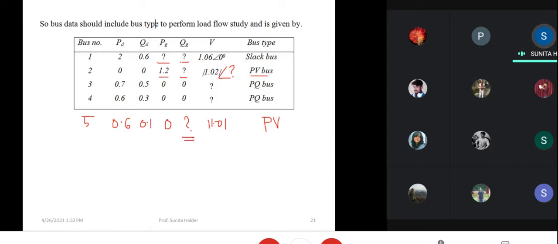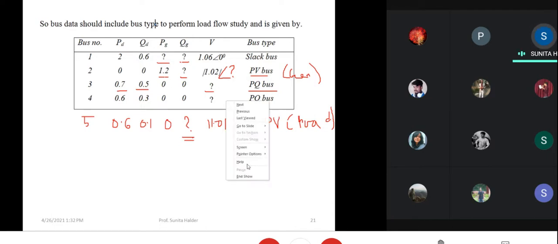Then we have to calculate QG and angle of the voltage, right? But there is no PG. This particular PV bus that I have shown in bus number 2, that is a generator bus. But the PV bus that I have shown in bus number 5, that is a load bus. So that is the difference. For PQ bus, P and Q, PD and QD are known. We have to find out magnitude of voltage as well as angle. Now there are separate different types of methods to find out these bus voltages.